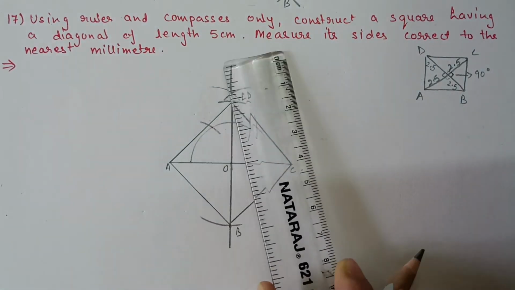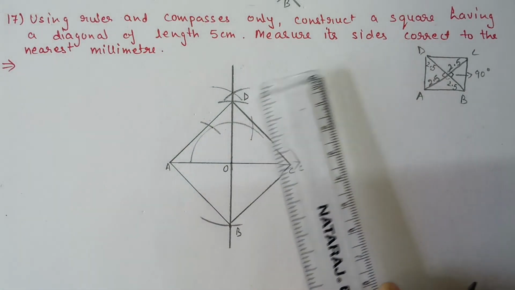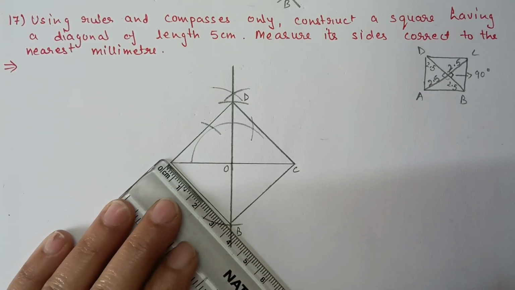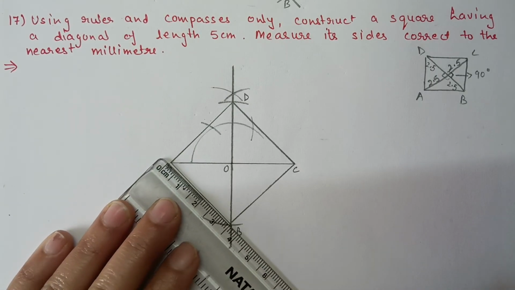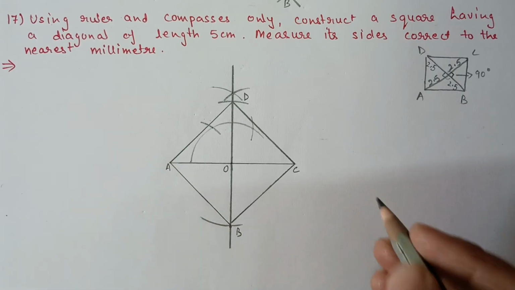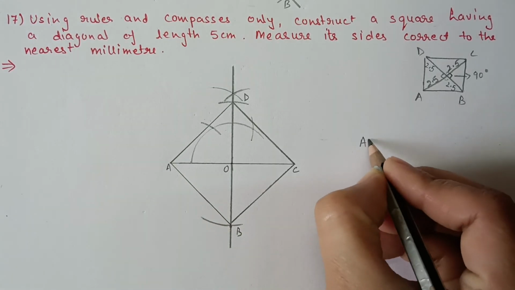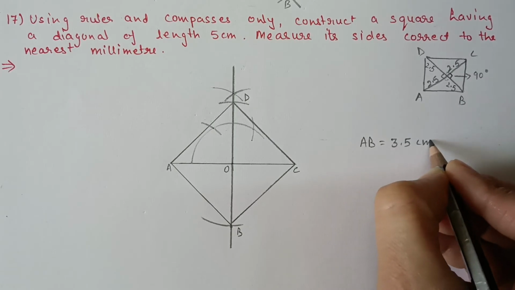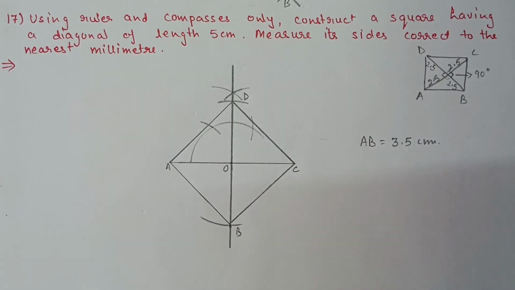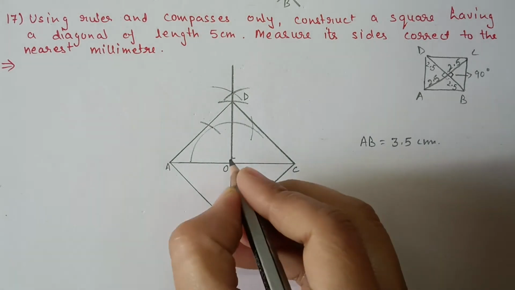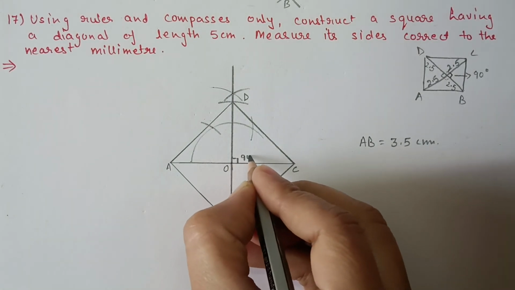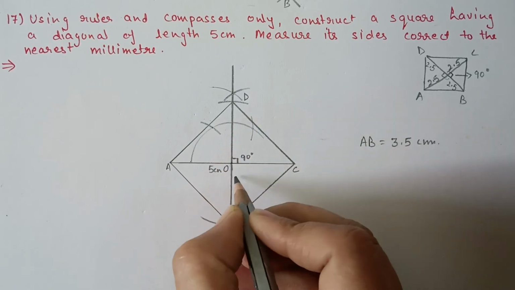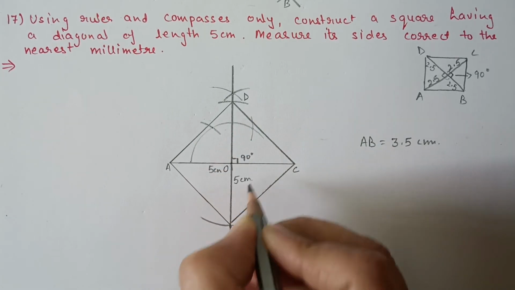Next, in the question they have given: measure its side correct to the nearest millimeter. So any one side we have to measure and tell. It is coming 3.5 centimeter. So AB is equal to nearly 3.5 centimeter. Write its measurement also. This is 90 degree. This diagonal is 5 centimeter and this other diagonal is also 5 centimeter.